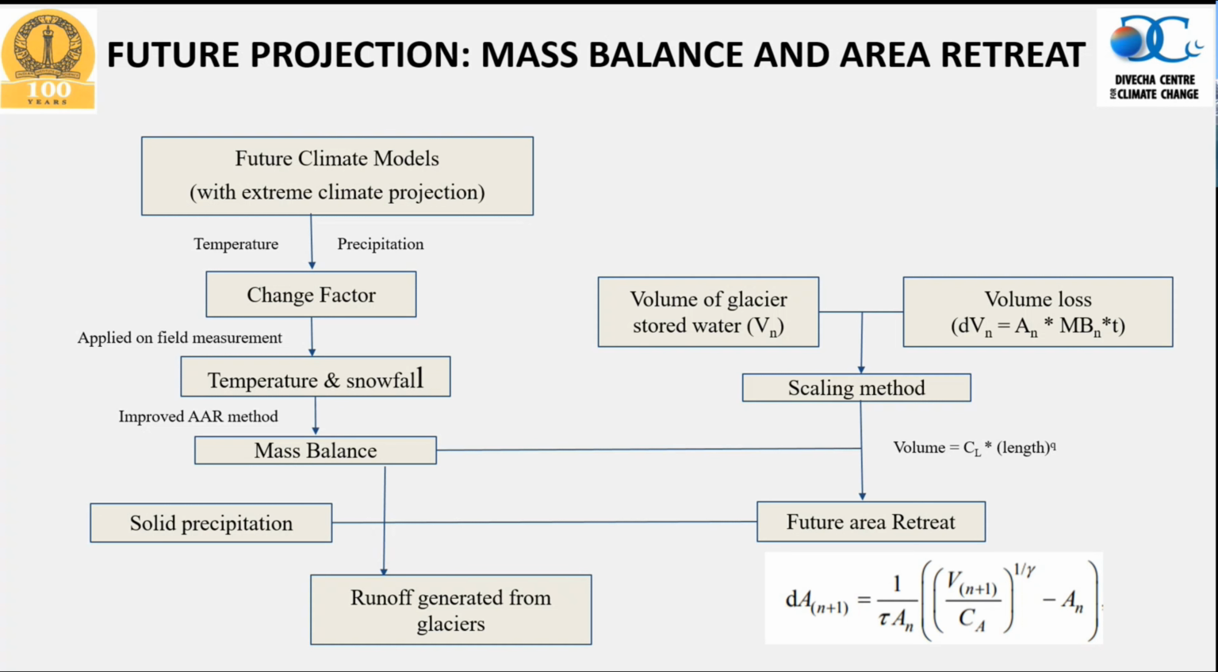So you have future climate models, and you can take any with extreme climate projection, whichever projection you want to take. Then you take the temperature and precipitation, you estimate the change factor and apply it to the field data. This change factor you estimate by climate model, apply that change factor to the field data, and you get the temperature and snowfall changes. Then by using the mass balance model, which you have talked about, and the improved AAR method, you estimate the mass balance, that is, you get the mass balance for the future.